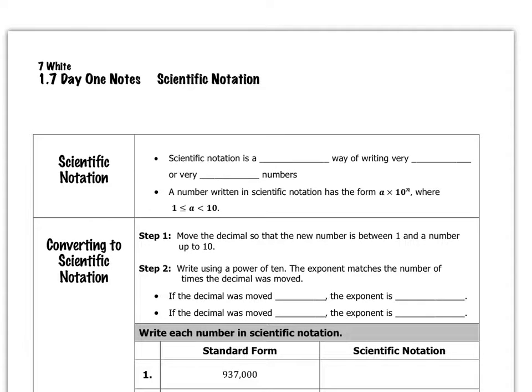Hey there, gang. In this video, we're going to take a look at scientific notation. Scientific notation is a compact way, compact means a shorter way, of writing very large or very small numbers.